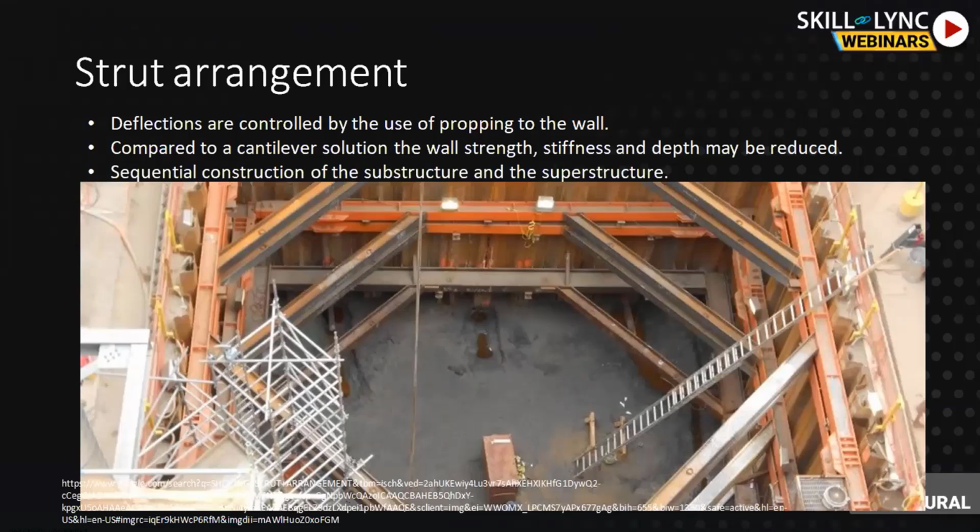There are two predominant types: strut, and then we will be using the anchor. Compared to a cantilever wall, if you are going for a cantilever wall, you have to go for a highly stiff wall or a bigger size of wall. It will be uneconomical. The thickness of the wall will be increasing. So the strut arrangement helps us to reduce the thickness of the wall also.